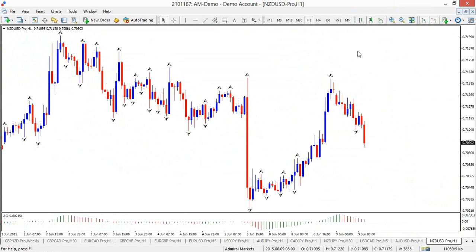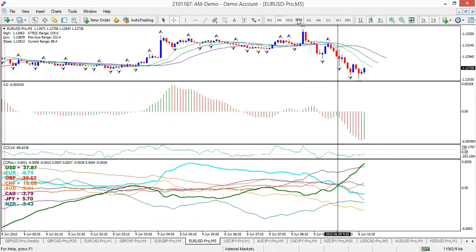Well, I don't see anything better. I think the Aussie actually looks, from my point of view, a bit better, just because it broke a trend line already. Aussie, according to that indicator, is also the weakest. So I think that still looks like my favorite at the moment. But let me take one more look at that indicator and look at the higher time frame now.